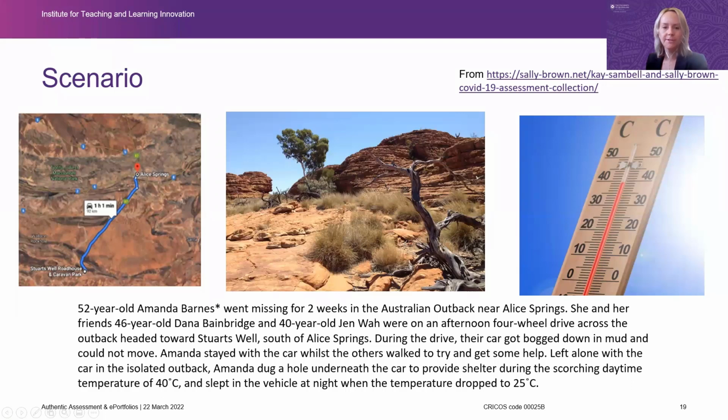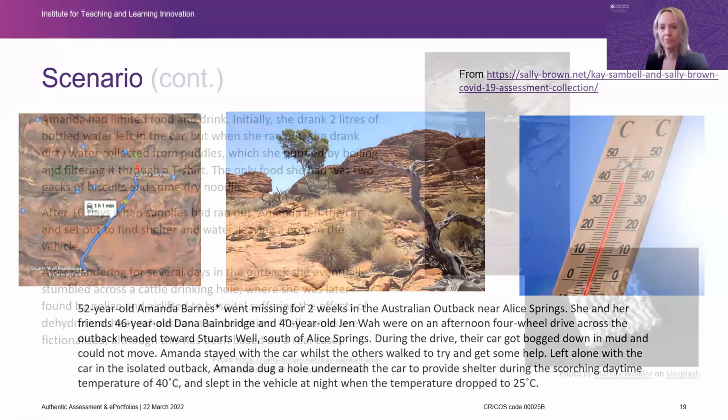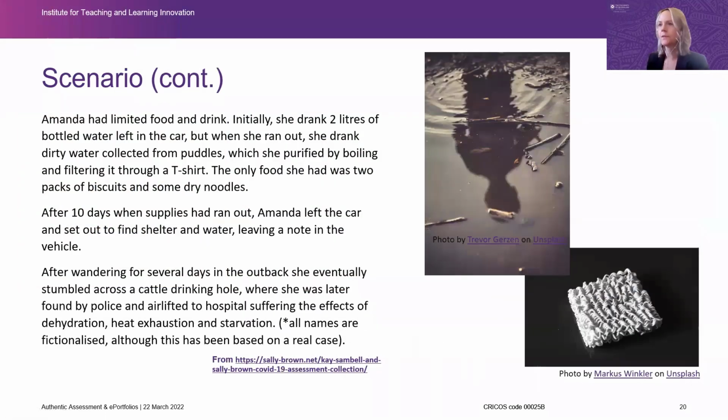Okay, let's look at some more context to help get ready for the task. So Amanda had limited food and water to drink. Initially, she drank 2 liters of bottled water in the car, but when she ran out, she drank some dirty water collected from puddles. The only food she had was biscuits and dry noodles. After 10 days, supplies ran out.